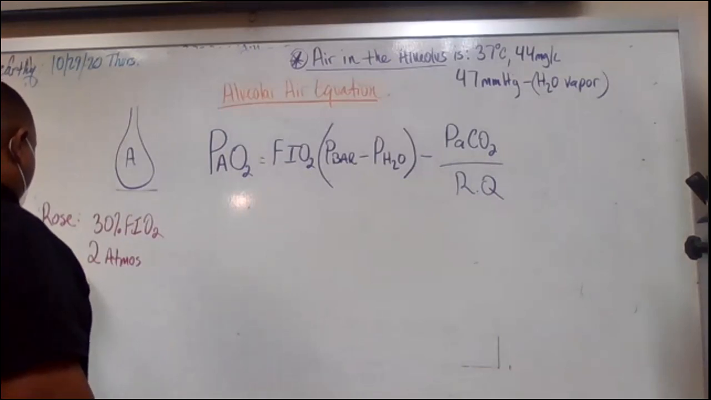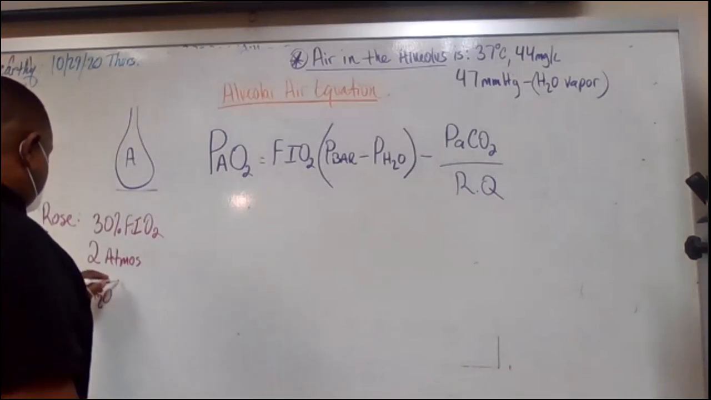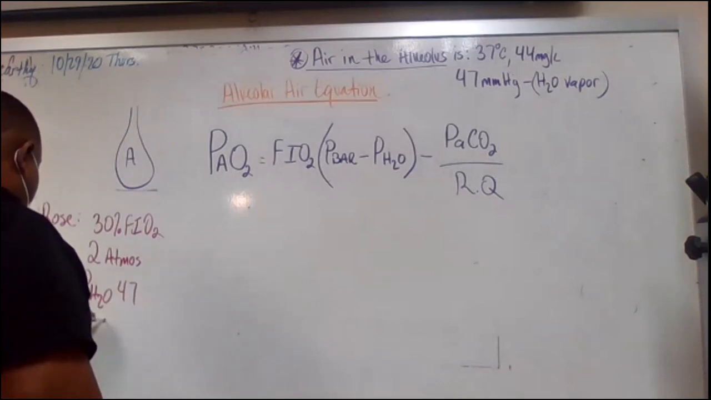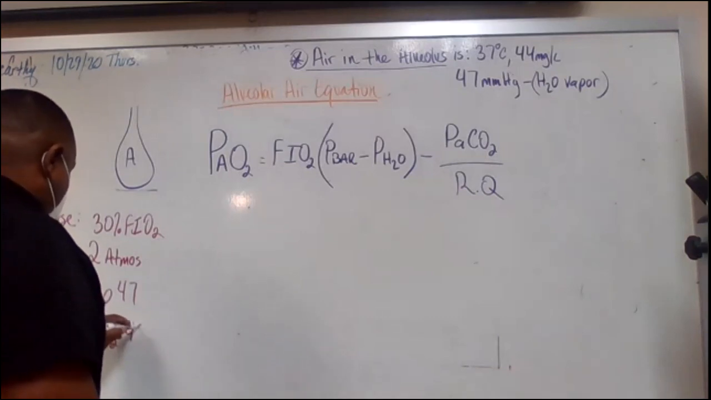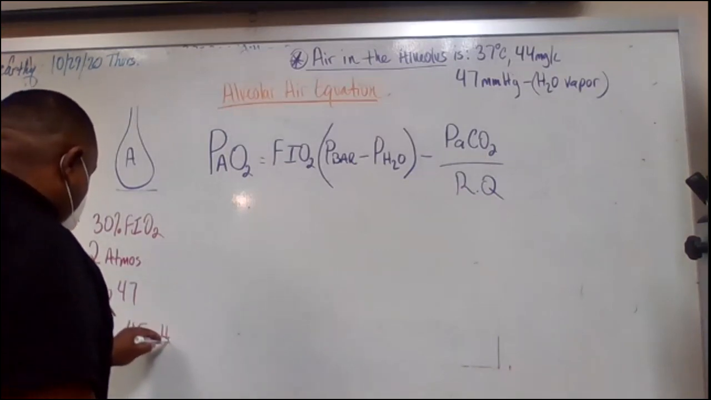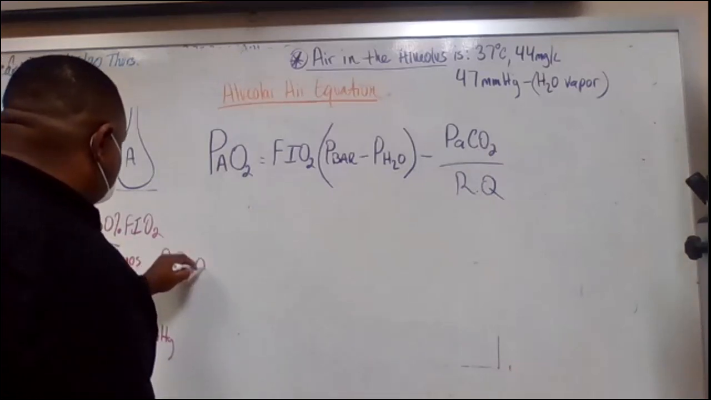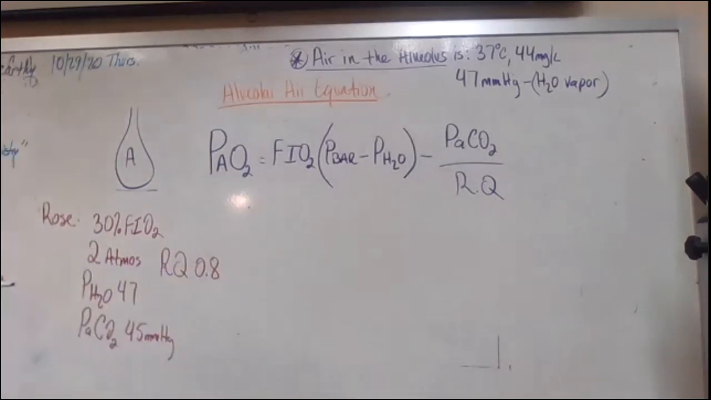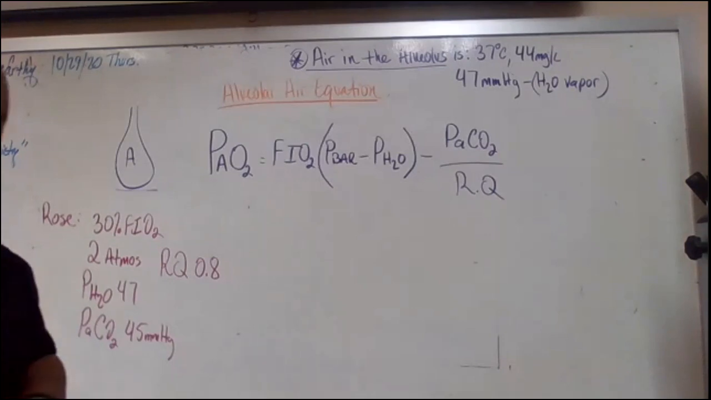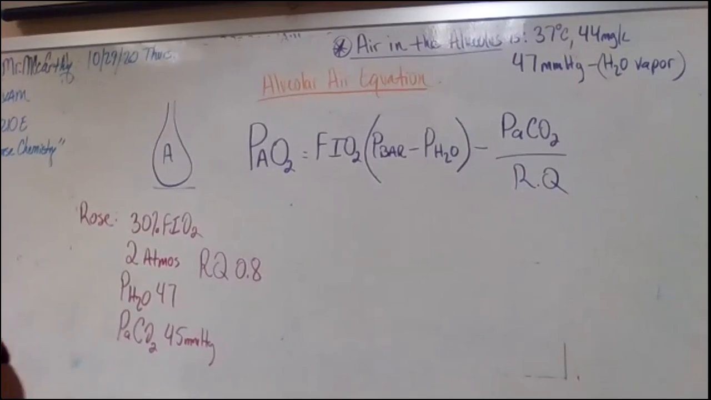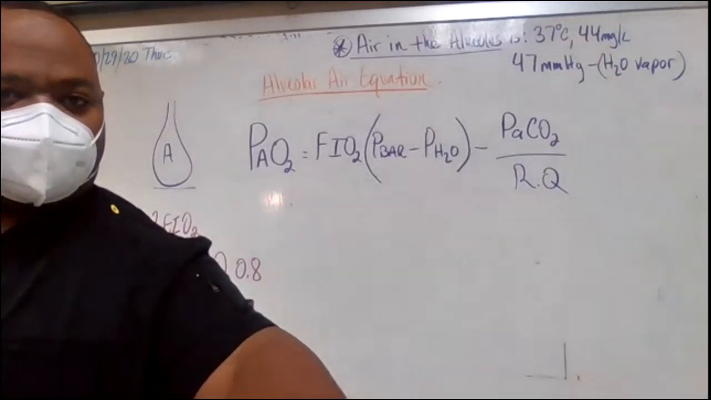The pressure of water is 47. And his P(a)CO2 is 45 millimeters of mercury. And his respiratory quotient is 0.8. What is his alveolar oxygen pressure? A minute to work that. I'll pause the recording while y'all are working on it.